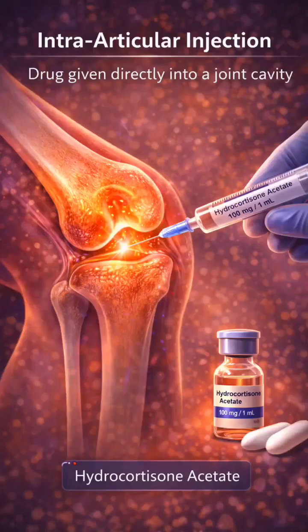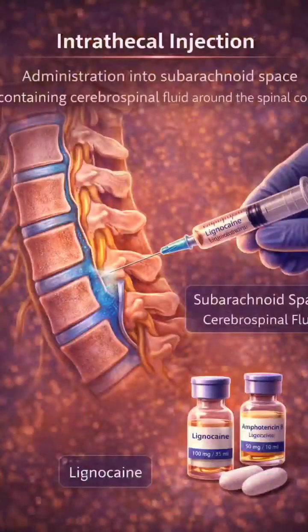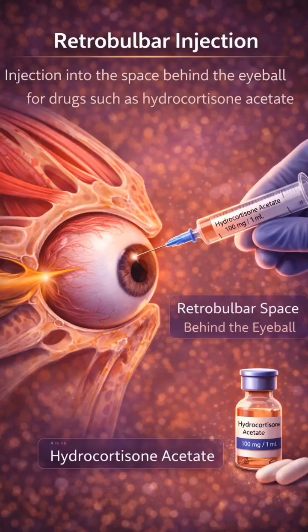Some deep tissues can also be approached locally using a syringe and needle, provided systemic absorption remains slow. For example, an intra-articular injection means giving the drug directly into a joint cavity, such as hydrocortisone acetate. An intrathecal injection means administration into the subarachnoid space containing cerebrospinal fluid around the spinal cord for drugs like lignocaine and amphotericin B. And retrobulbar injection refers to the injection into the space behind the eyeball. Again, drugs like hydrocortisone acetate.